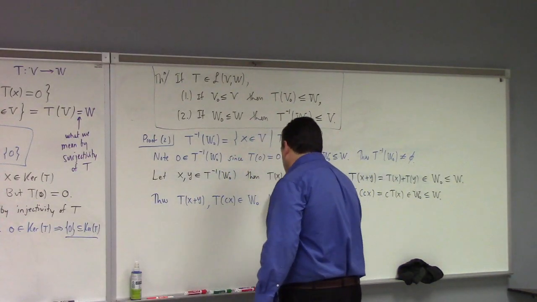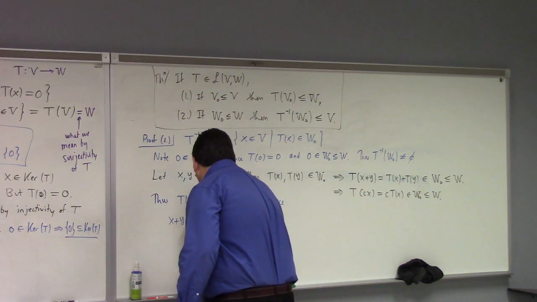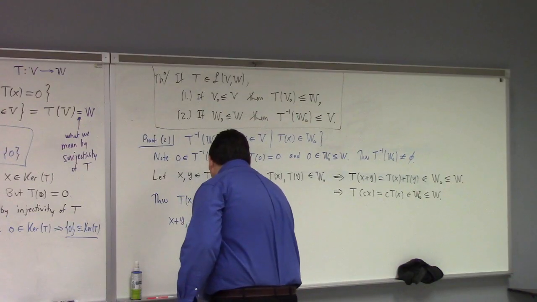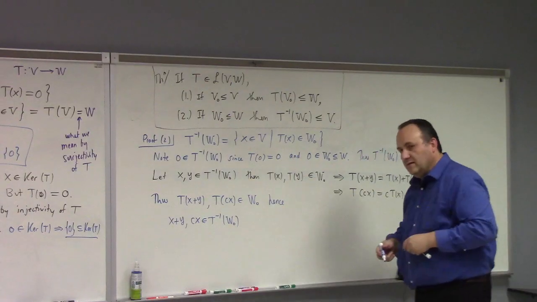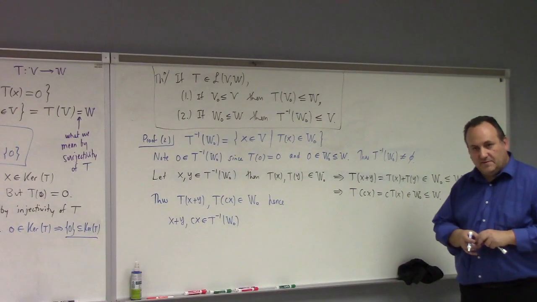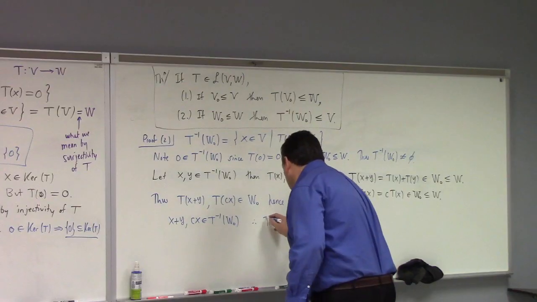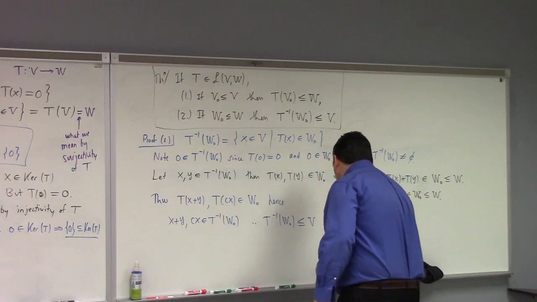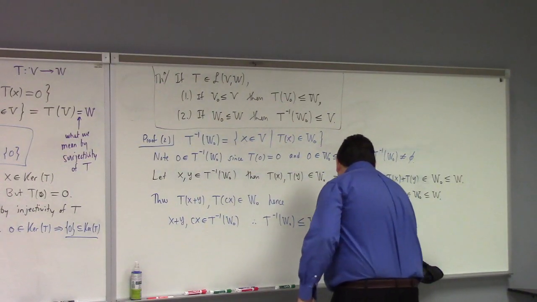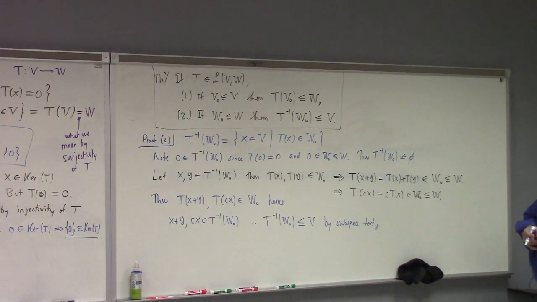But this means x plus y and cx are elements of T inverse of W naught. Because these are vectors in V which map to W naught, which means they're in the inverse image of W naught. Hence, T inverse of W naught is a subspace of V by the subspace test. Yay! So that's the proof of 2.